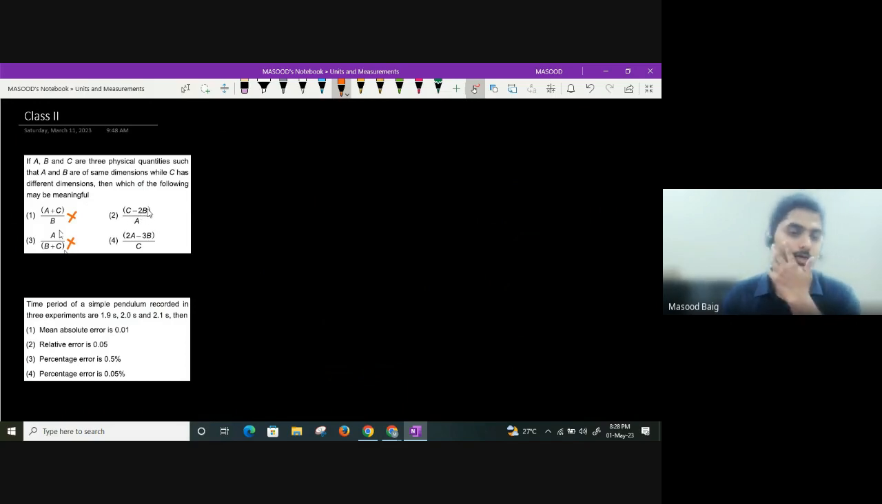See, if you multiply, let us assume B is length, 2 meters, and C is temperature. 2 times 2 meters will be 4 meters again, this will anyhow be meter, and this will be temperature only. So can temperature and length be added? No. So what is the possible answer for this? 2A minus 3B divided by C would be the possible answer.